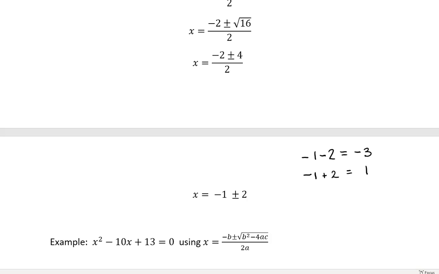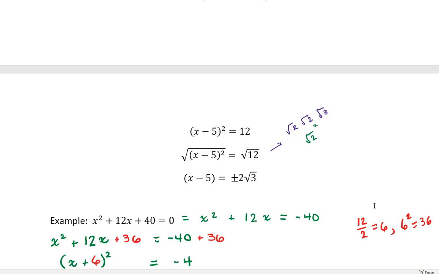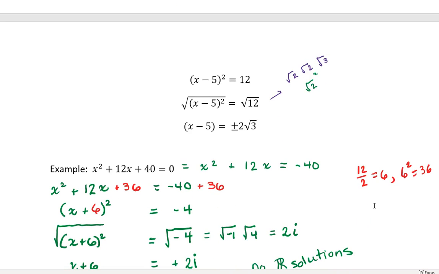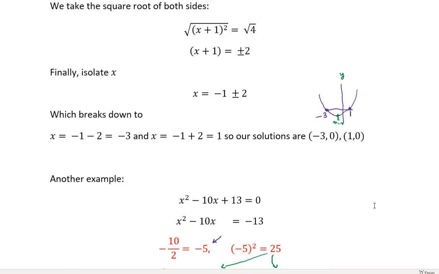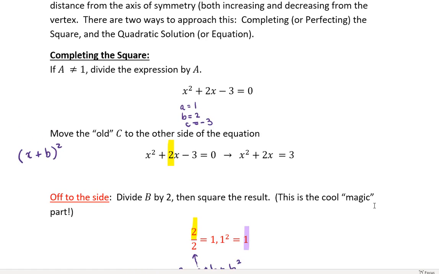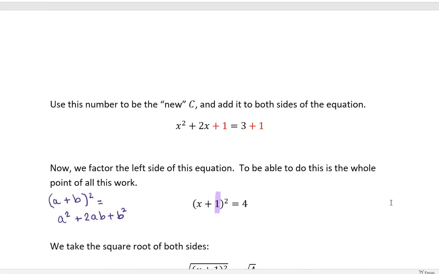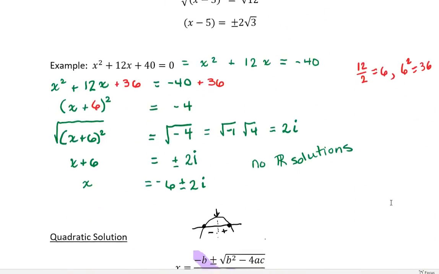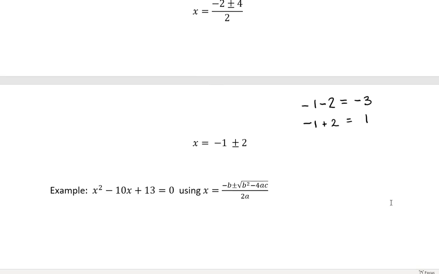So if you notice, this is the same answer that we got up above using our completing of the square, right? So this was our completing of the square here. I did exactly the same thing down below, and I'm going to do that with each of the ones that we've already taken a look at.